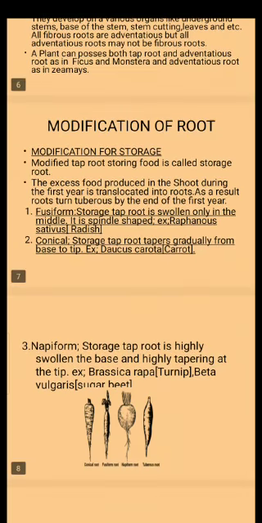Underground modification. Second one, conical root for storage. Conical storage taproot tapers gradually. You can see this diagram, a carrot you have seen. Generally, these are used as vegetables. Storage taproot tapers gradually from base to tip. You can see from the basal region to the tip region, gradually it is conical in shape. Example, carrot or Daucus carota, and the fusiform root, that is the radish, mullangi.